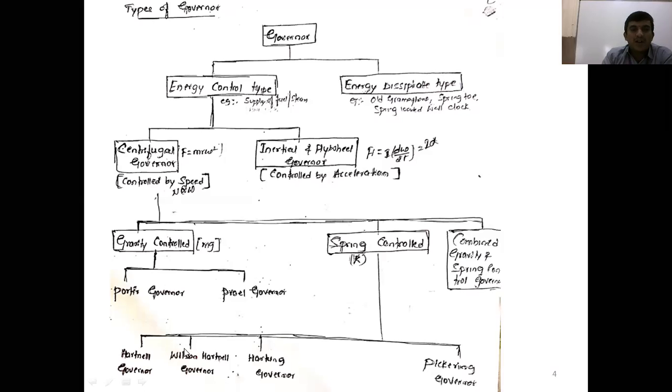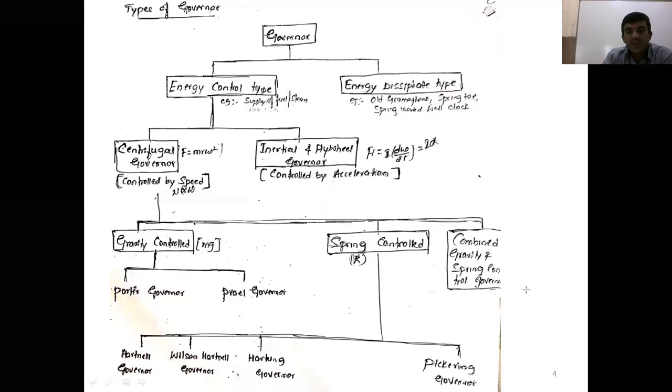In the gravity controlled governor, there are two further types, depending upon the scientist's name. One is the Porter governor. How is gravity controlled here? Both the governor ball mass and the mass of the sleeve are controlled here. Another one is the Proell governor. Again, for your syllabus, only the Porter governor type is there.